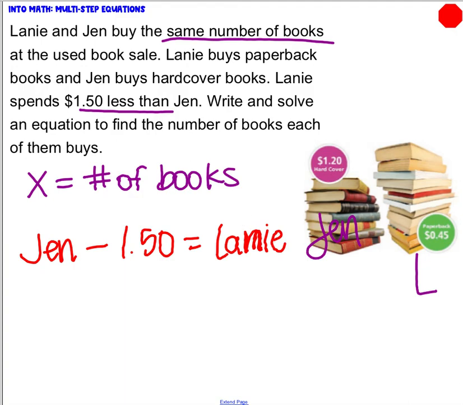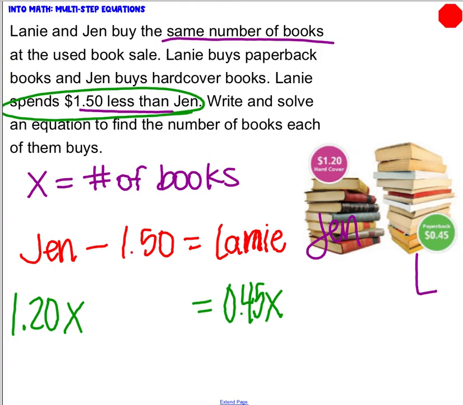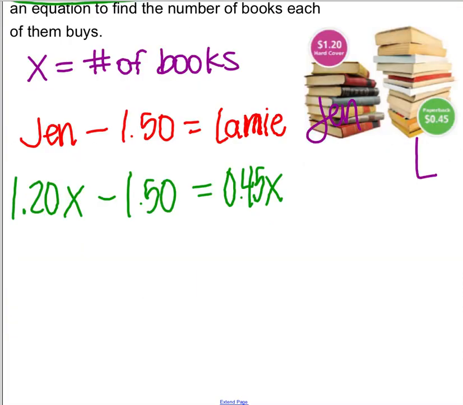So let's write our equation that says that. How much is Jen spending? Well, we don't know how many books she buys, but we do know she spends $1.20 on each book. We don't know how many Lainey buys, but we do know she spends 45 cents per book. And Jen minus $1.50, because Lainey spends $1.50 less than Jen. And that is our equation. So now let's continue on. Remember, Jen minus that $1.50, that's how much Lainey is spending.